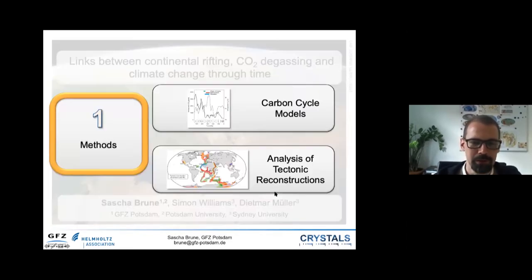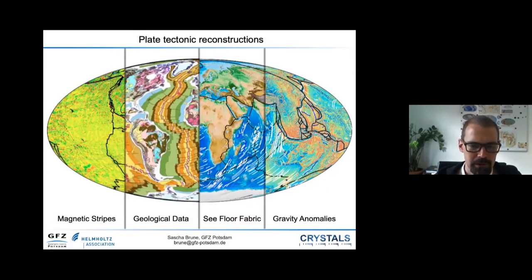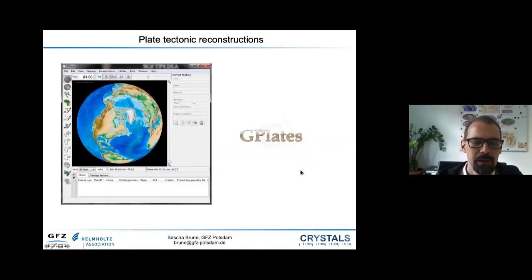Let's switch to tectonics. So this was for the carbon cycle models, and now I come to the tectonic reconstructions, and I won't delve too much into that because Sabine showed a lot of the details already, but they integrate all kinds of observations that we have right now. Magnetic stripes, geological data at the continents, seafloor fabrics, here these fracture zones that are supposed to be parallel to plate motions, gravity anomalies that let you map these fracture zones and see some other interesting features.